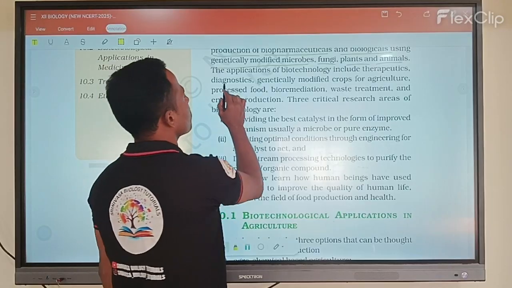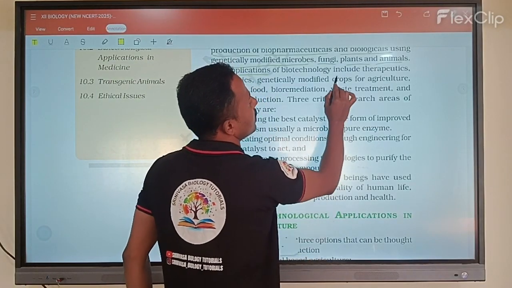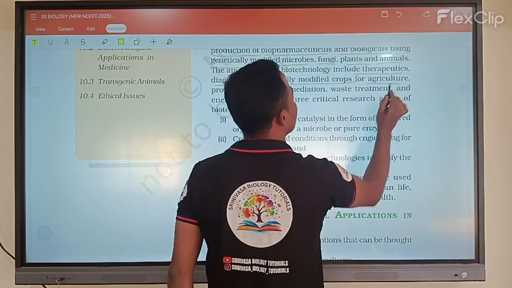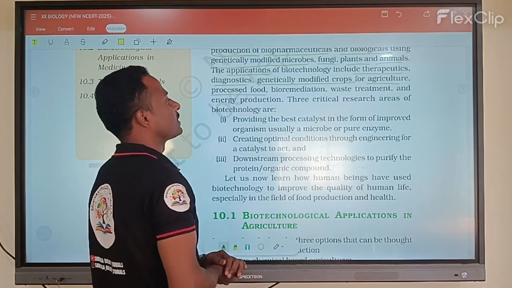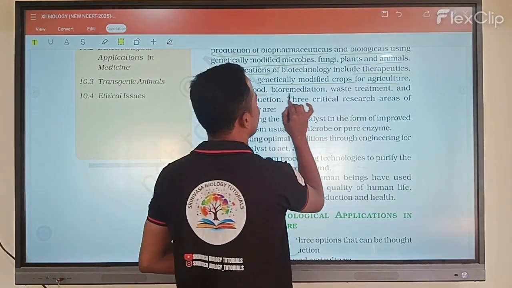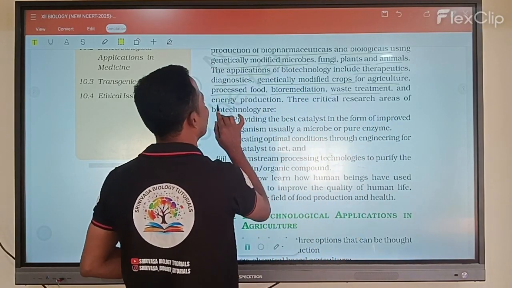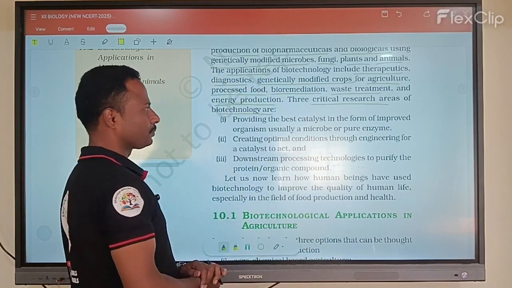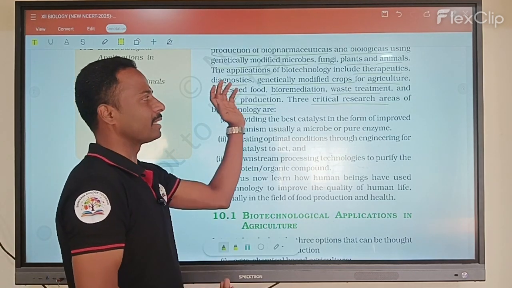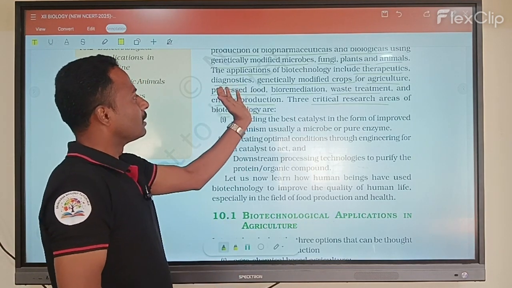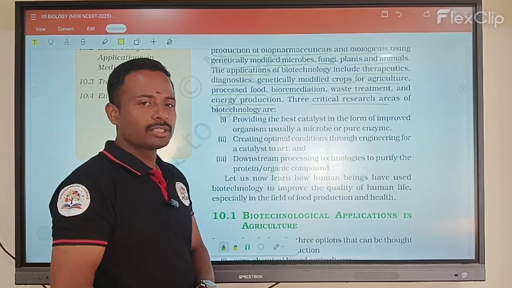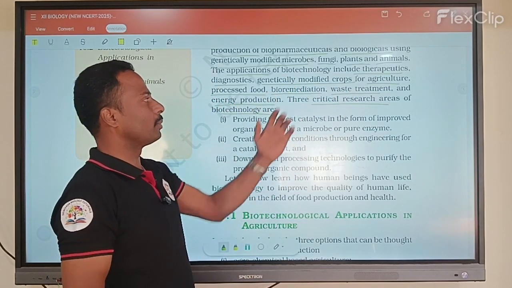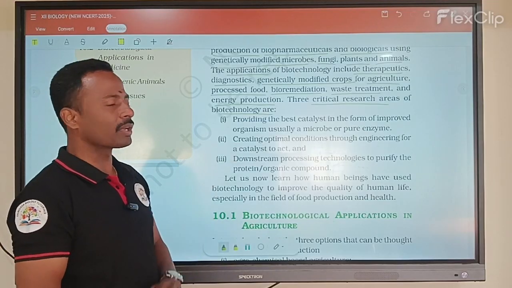The applications of biotechnology include therapeutics, diagnostics, genetically modified crops for agriculture, processed food, bioremediation and waste treatment, and energy production. So in this total biotechnology applications, we will clearly learn about therapeutics, diagnostics, genetically modified crops in agriculture, processed food, bioremediation, waste treatment and energy production.